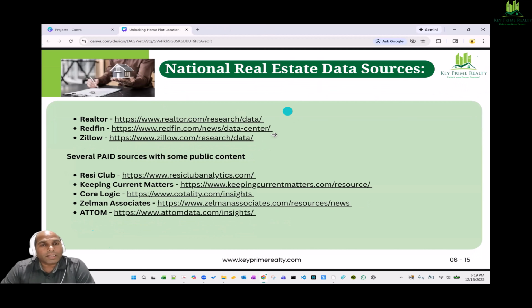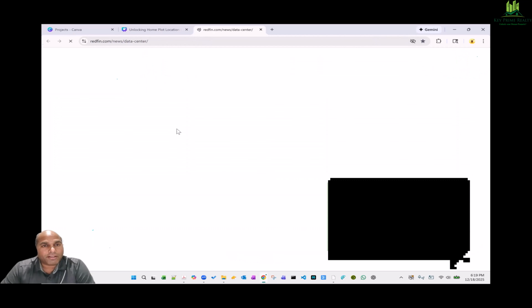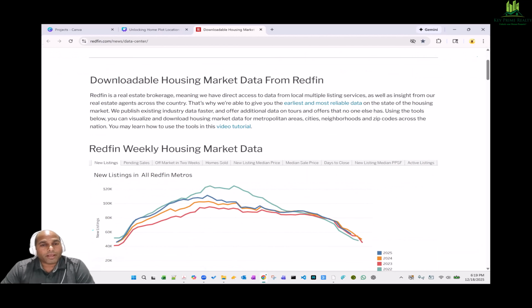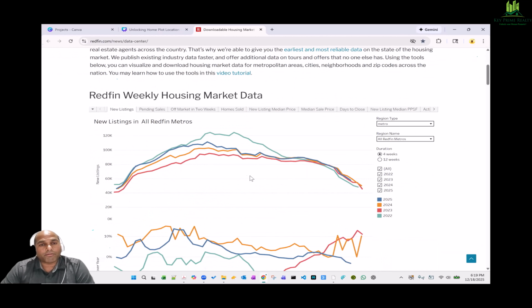Okay. In addition to that, I think we have Redfin. That's a pretty good data source that describes the market data. Redfin has very good visualizations too. So if you look at new listings, for each of these years, this goes from January to December. Usually the new listings start low and then peak during the early summer, and then again come back to the lowest at the end of the year. So this is the new listings.